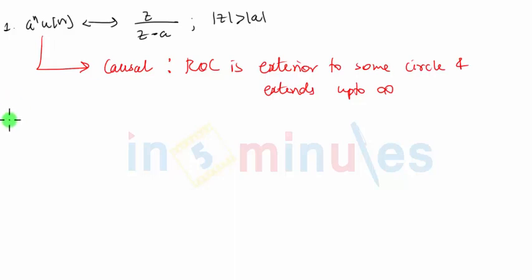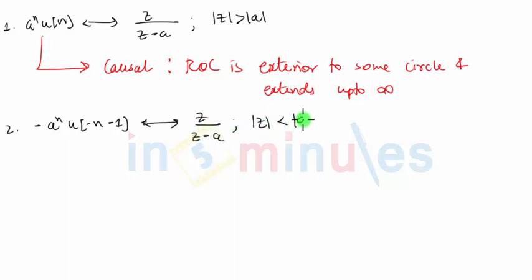Now when we consider the second example, minus a raised to n u of minus n minus 1, here also we got a similar z transform, z upon z minus a, but the ROC was mod z less than mod a. Now what was the nature of this particular signal? If you remember, we drew the waveforms some time back. Minus n minus 1 starts from minus 1 and extends up to minus infinity.